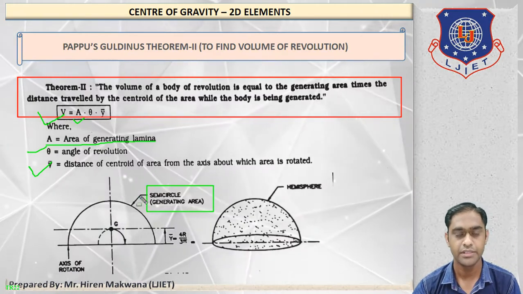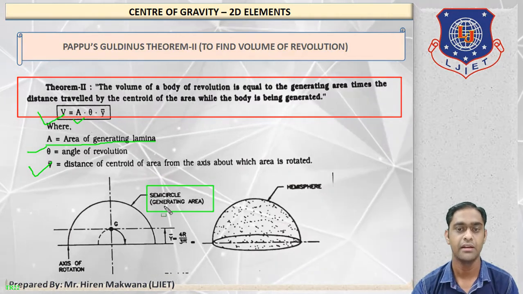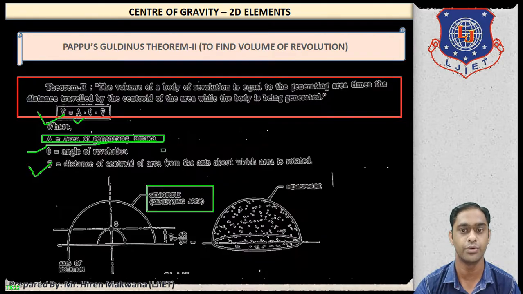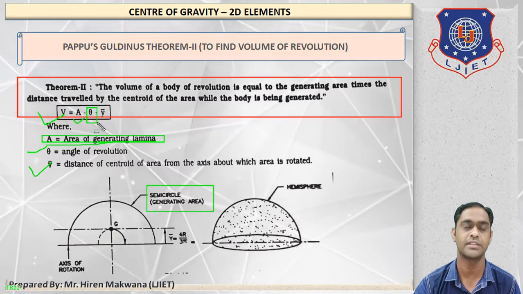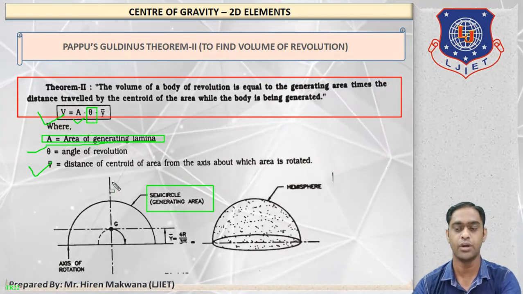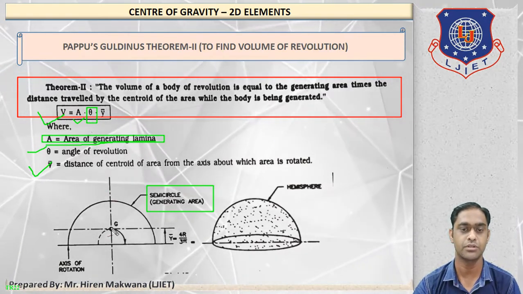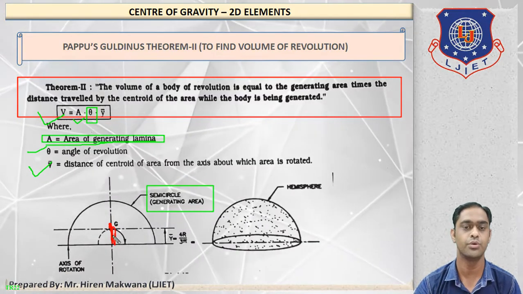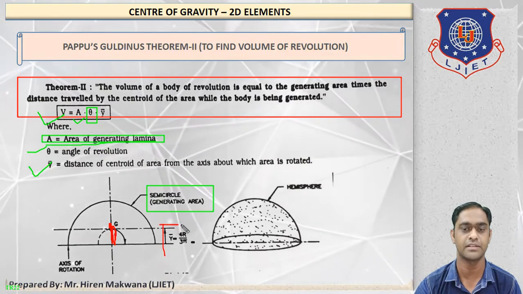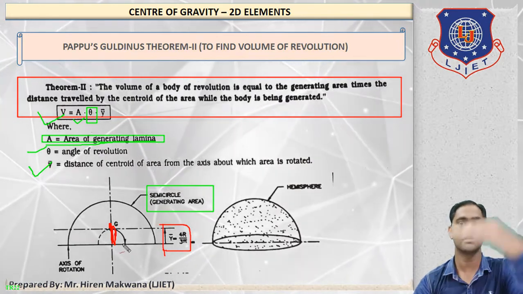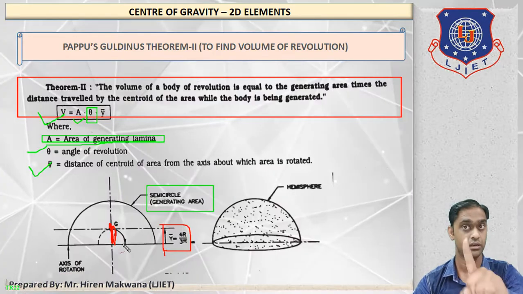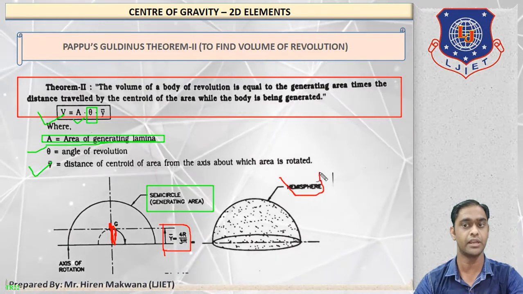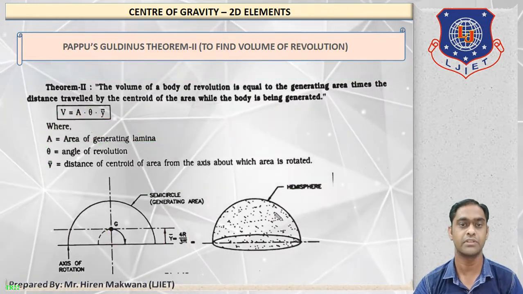Now, as you can see, this is a semicircular area. So what is the area of this semicircle? It is pi r square by 2, as you know. What is theta now? It is always 360 degrees, meaning 2 pi. And now what is y bar? Y bar is the distance of this CG from the axis of rotation, this vertical distance. As you know, with the help of the formula, this vertical distance is 4r by 3 pi. By revolving this up to 180 degrees, meaning pi radian, you will get a hemisphere. Now let us see what happens with the formula.